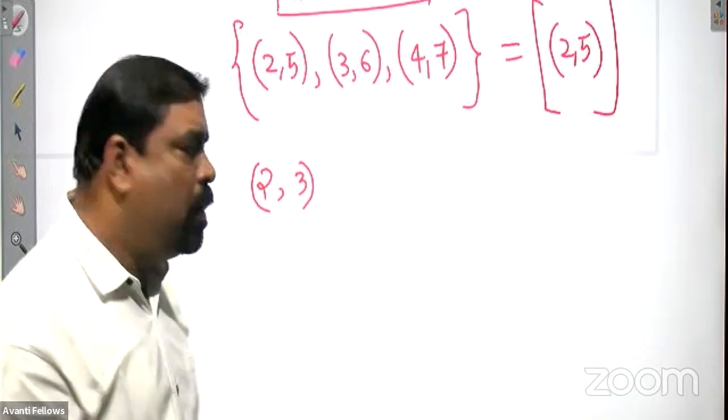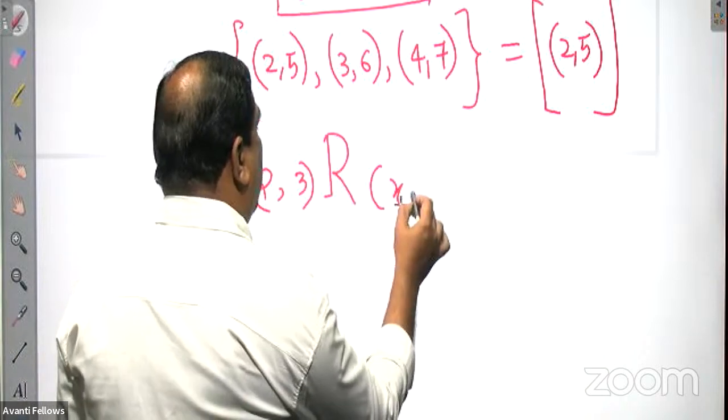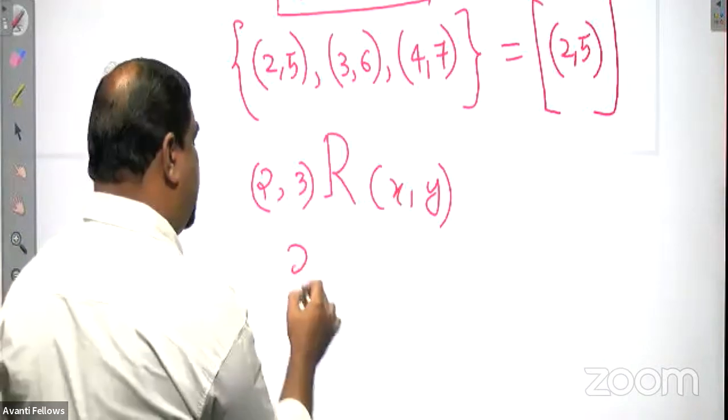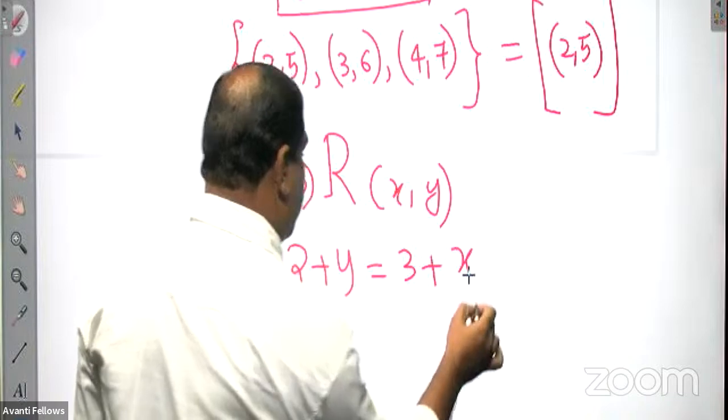So what is the method? The same idea. We take a general element. Suppose (x, y) is related to (2, 3), which implies 2 plus y must be equal to 3 plus x.